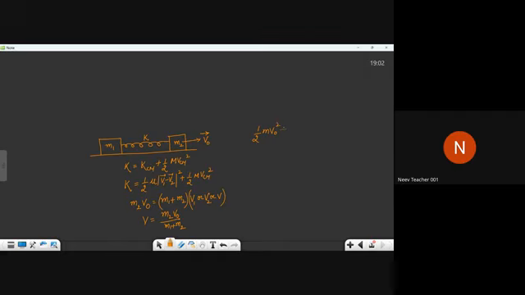Elastic potential energy initially 0. Finally known to you: half (m1 plus m2) v square plus maximum elastic potential energy.